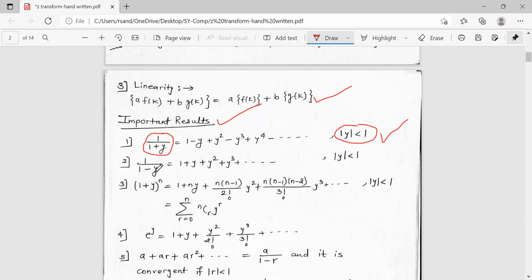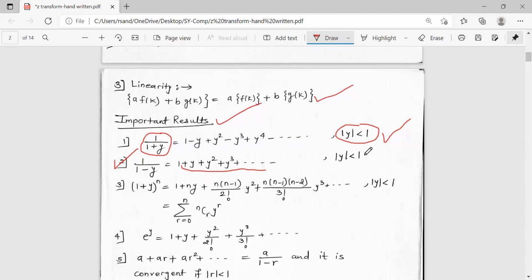Similarly, 1 upon 1 minus y, the second formula you can write down. That is again the same binomial expansion, only the plus sign is changed to a minus sign. So here you are getting all positive terms on the right hand side. And the convergence region is again the same, modulus of y is less than 1. You have to write up to this, okay.